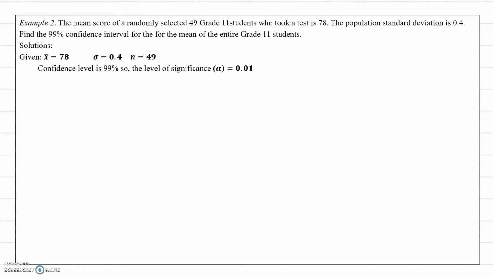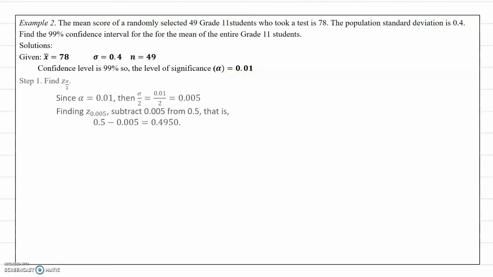Now let's have example 2. The mean score of the randomly selected 49 grade 11 students who took the test is still 78. The population standard deviation is 0.4. Find the 99% confidence interval for the mean of the entire grade 11 students. This time, most of our given are similar to the previous example, but our confidence level is now 99%, so the level of significance will be 0.01.